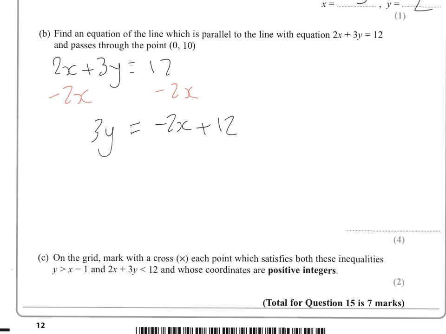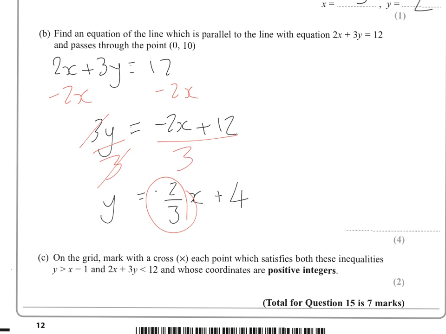Then dividing by 3 on both sides leaves me with y equals minus 2/3 x plus 12 divided by 3, 4. So my gradient is minus 2/3.